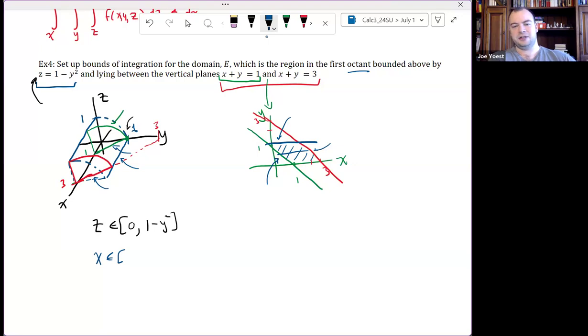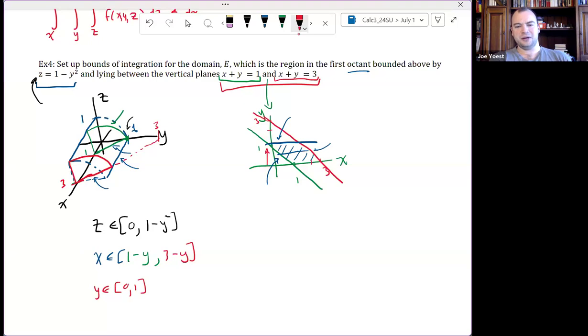So if I integrate along x first, x goes from the green to the red. So x goes from 1 minus y, the green, up to the red, 3 minus y. And now y just goes from 0 to 1.